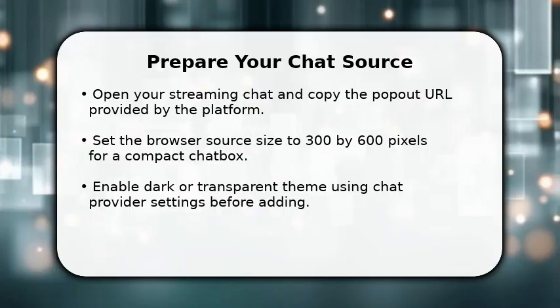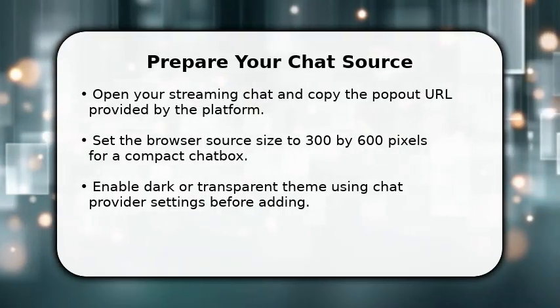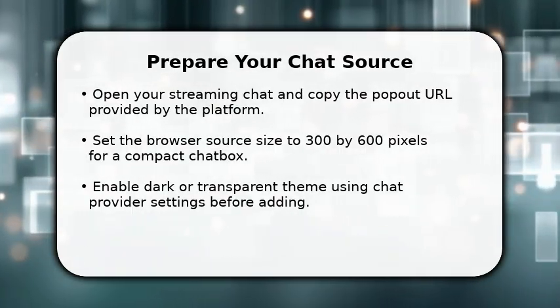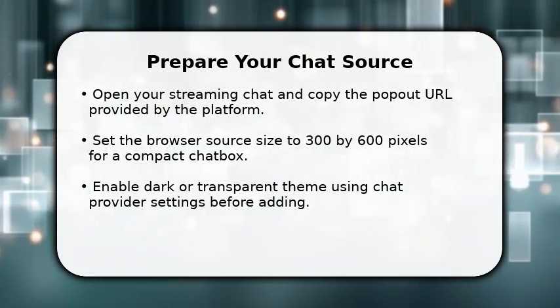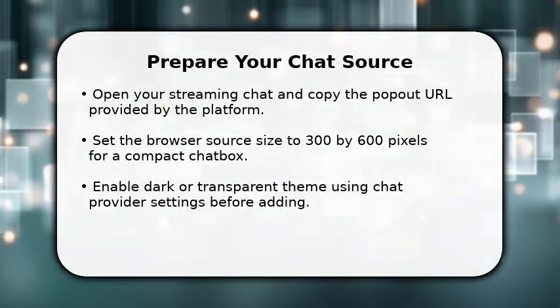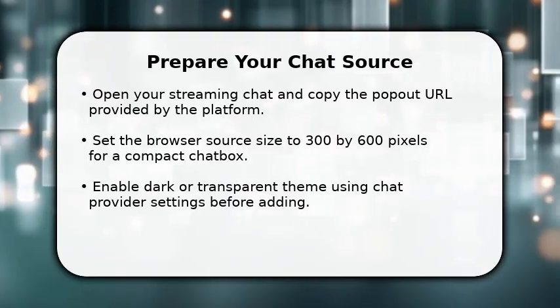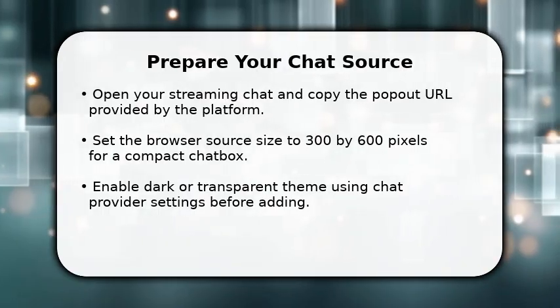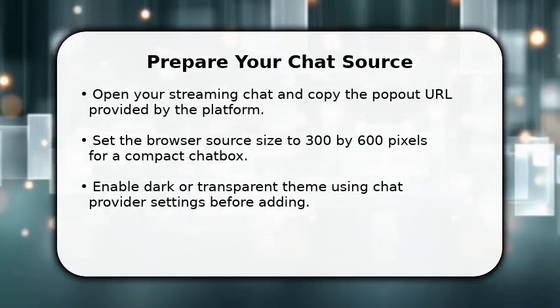Enjoy the video. Start by opening your streaming chat on Twitch, YouTube, or other service. Find and open the pop-out chat window. Copy the pop-out URL to your clipboard for later use. Decide whether you want a dark, light, or transparent chat theme in the chat settings. Configure font size and timestamps in the chat interface.